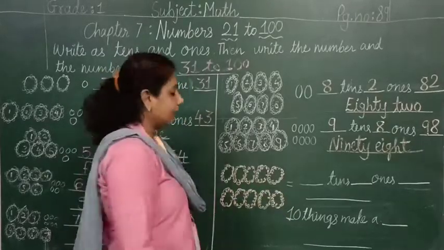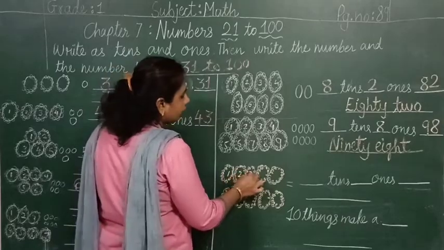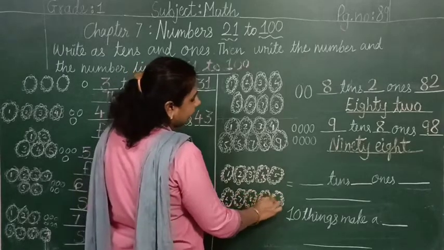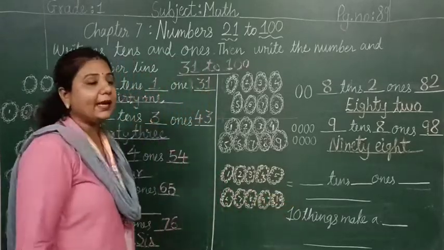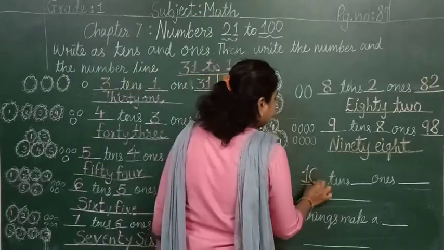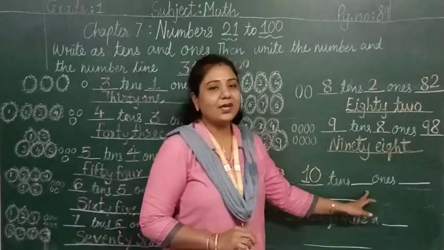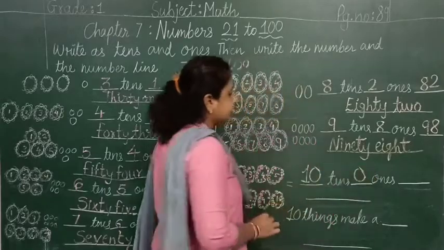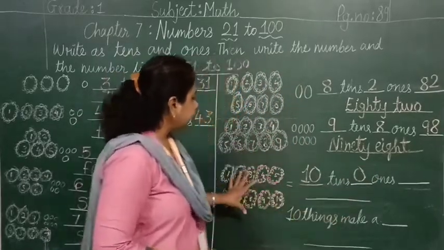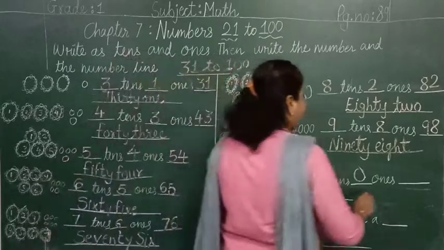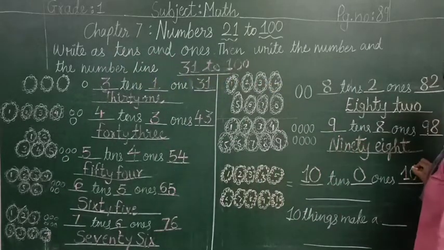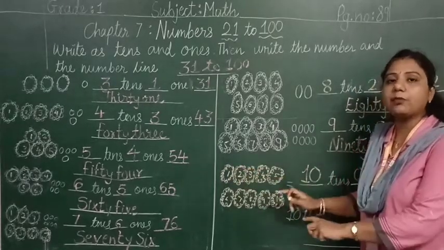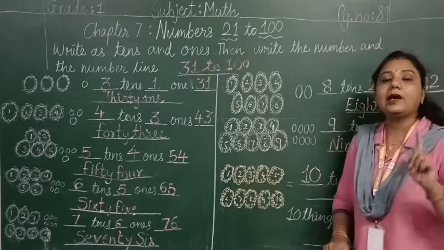How many tens are there? Let's count. 1, 2, 3, 4, 5, 6, 7, 8, 9 and 10. How many tens? 10 tens. How many ones? Nothing is there. So, 0 ones. 10 tens makes what? 100. See, in one group we have 10 things, which is why I drew it to show you.